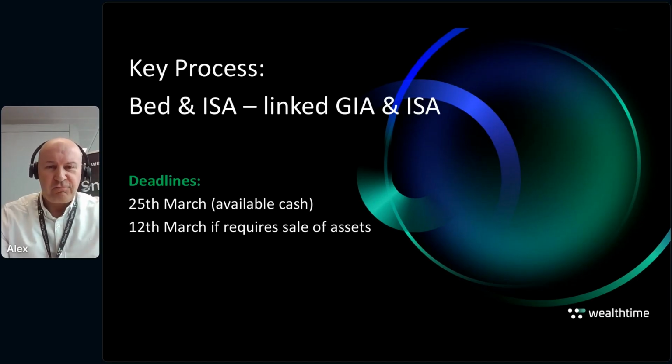For full clarity, linked wrappers refers to GIA and ISA wrappers that are connected within Advisor Zone, allowing funds to be switched easily between them through the online process. Linking is an internal process and not something you can do through Advisor Zone. In some cases, you may find your client wrappers aren't linked. For example, joint GIAs may not be linked to the client's ISA wrapper, but I'll explain how to process a BED and ISA for those scenarios at the end.